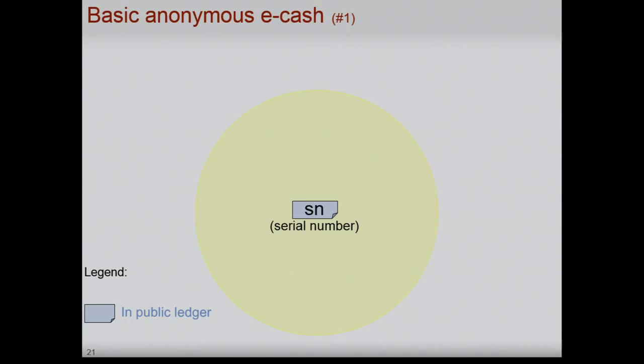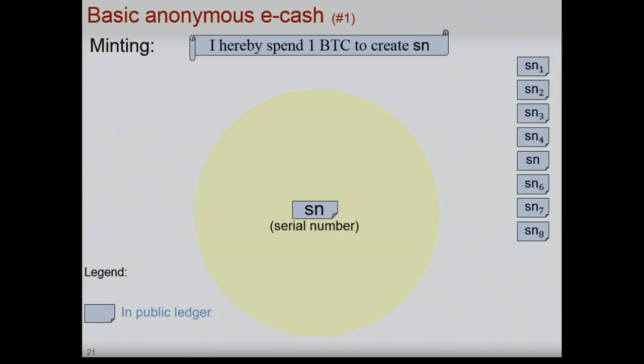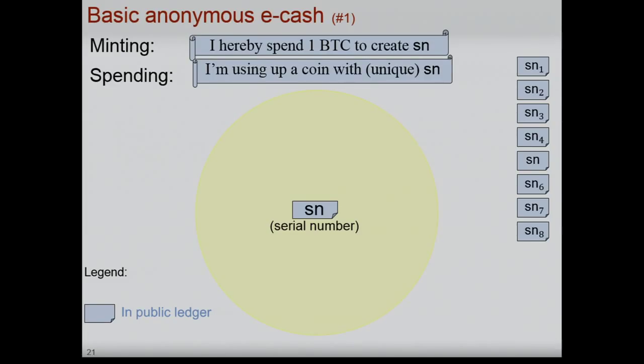The most basic way to build anonymous cash, not very well, is just to have a bunch of serial numbers out there, and in order to create a new coin, you prove that you're eligible to it. For example, that you've just burned a Bitcoin, and that makes you eligible to a serial number. All the serial numbers are posted, and in order to spend the coin, you just say, okay, I'm using a coin with a given serial number. Makes sense, except no privacy whatsoever. Anyone can link the spending event to the minting event.